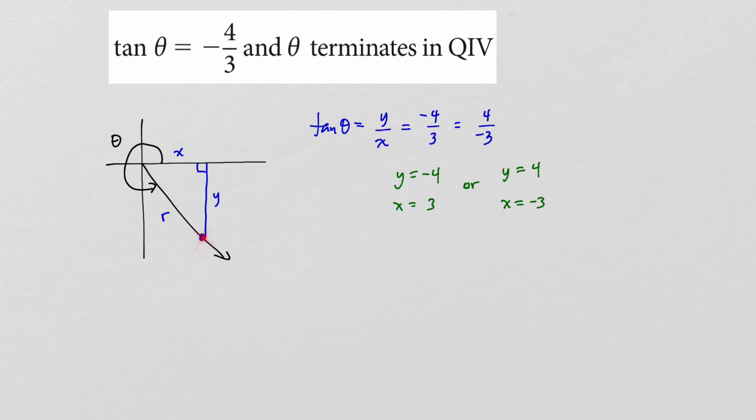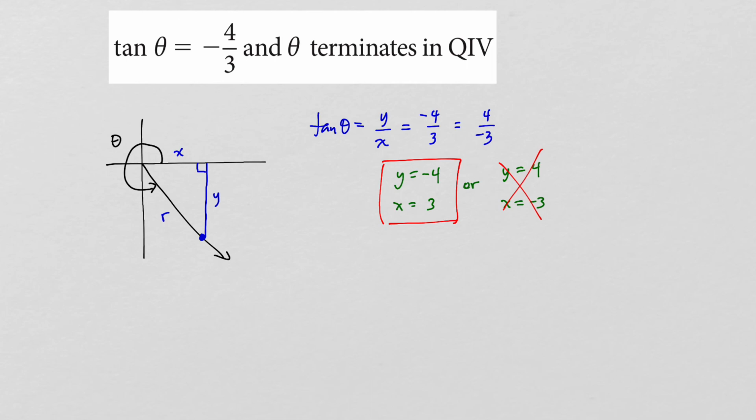Well, in the fourth quadrant, y is negative and x is positive. So it can't be this choice here. So we can eliminate this as a possibility. So if I'm going to go with something, it's going to be this one here.